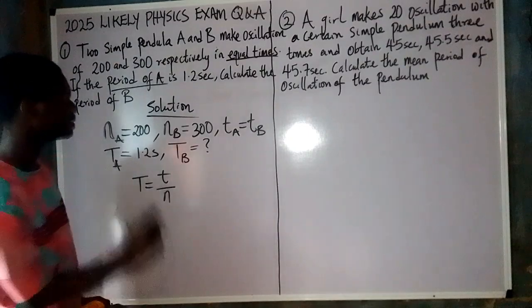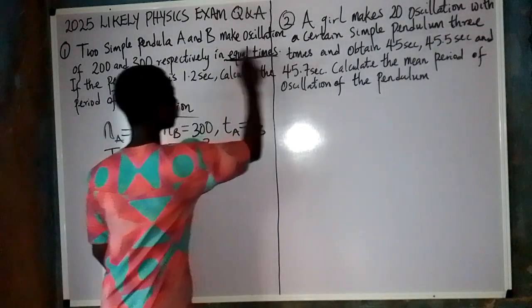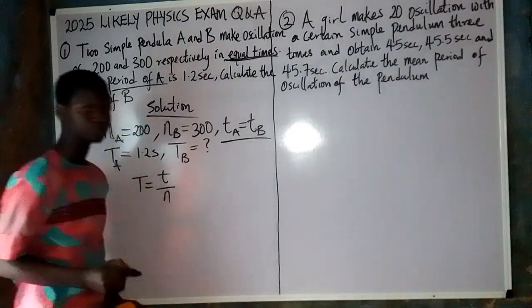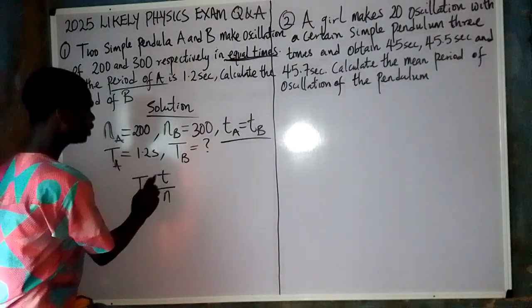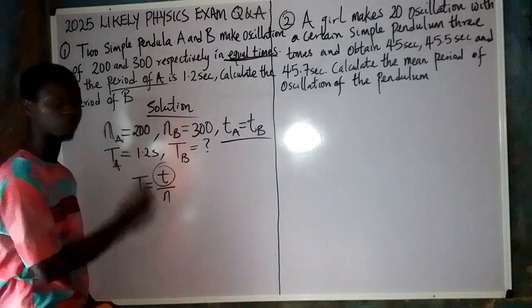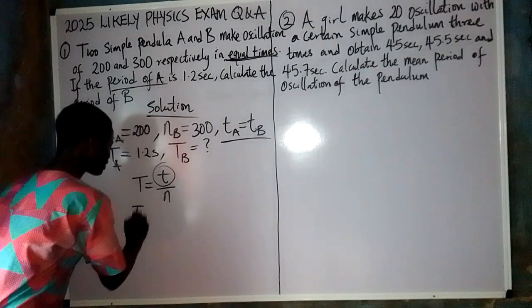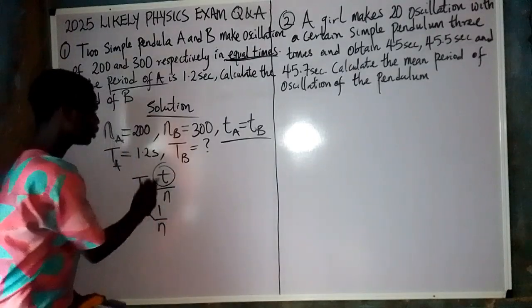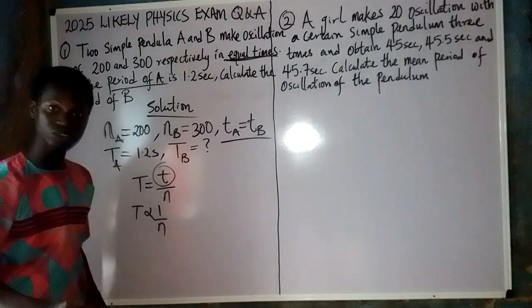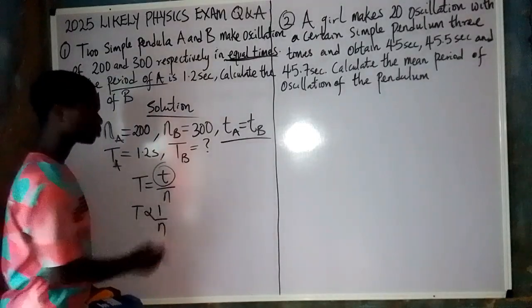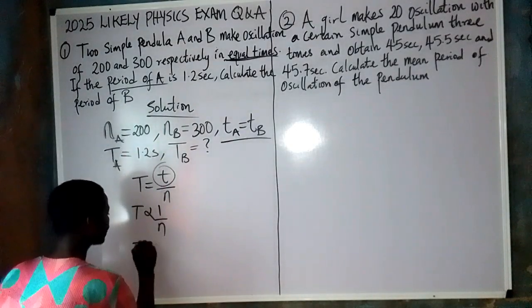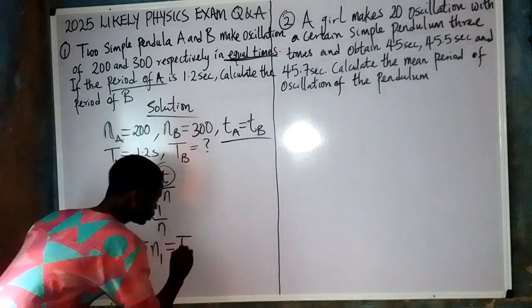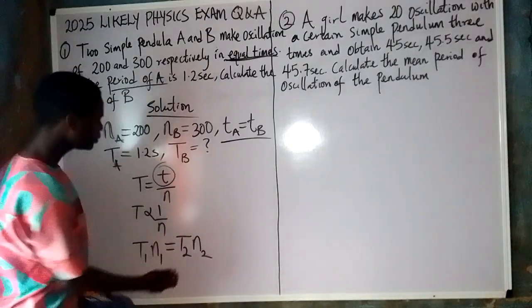Now, we were told in this same question that the time taken for A and B to make their oscillations was equal. So observe something. If this is true that small t is the same for A and B, we can say that T is inversely proportional to N, because we assume that small t is constant. And if this is an inverse proportion, we can get something like this: capital T1 N1 is equal to capital T2 N2.